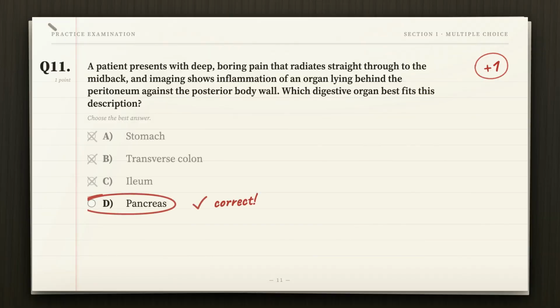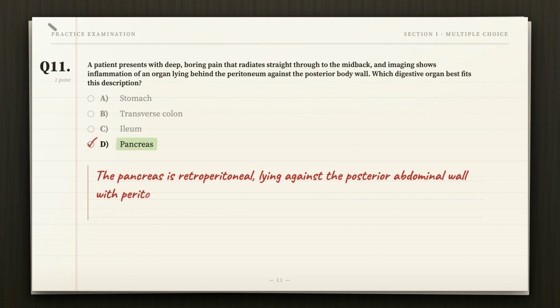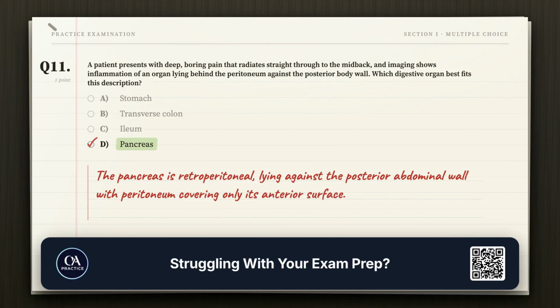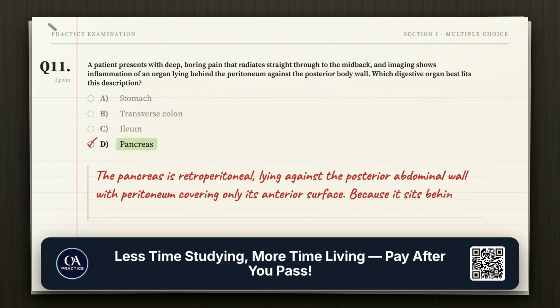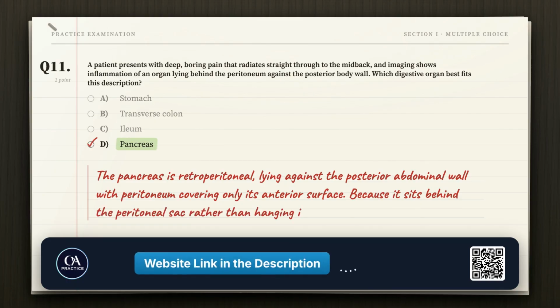The correct answer is D. Pancreas. D is correct because the pancreas is retroperitoneal, lying against the posterior abdominal wall with peritoneum covering only its anterior surface. Because it sits behind the peritoneal sac rather than hanging in it, inflammation produces the deep, poorly localized pain that bores through to the back.